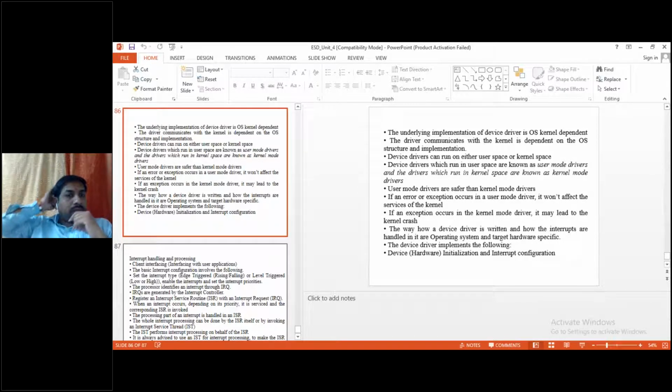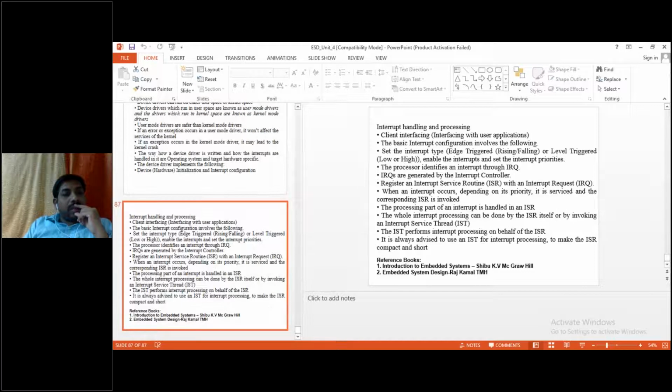Depending on how a device driver is written and how the interrupts are handled in an OS, the device driver implements the following: device driver initialization and interrupt configuration, interrupt handling and processing, and client interfacing. Under interrupt handling and processing, it does three things. Client interfacing means interfacing with user applications.